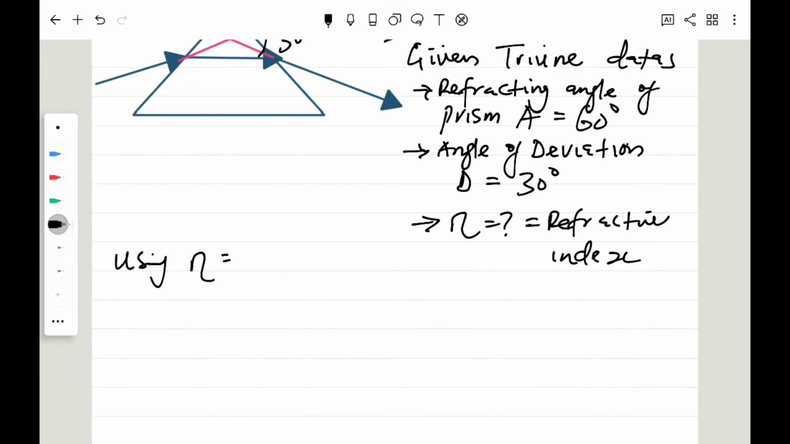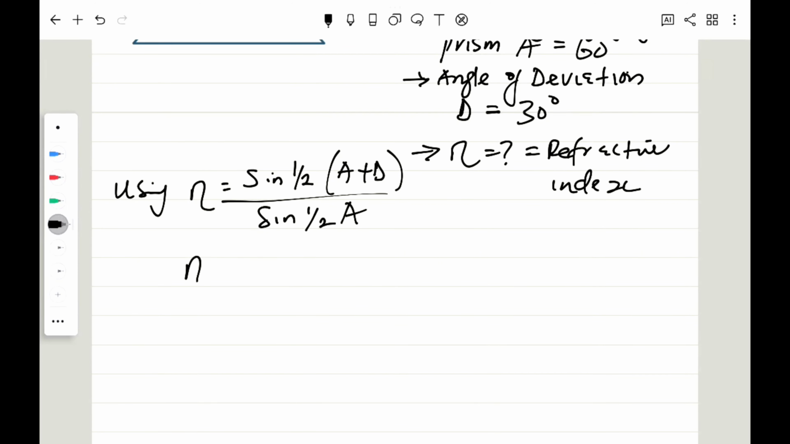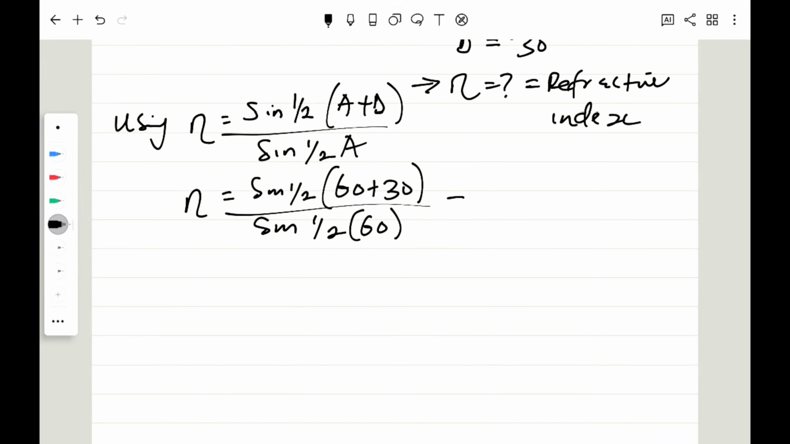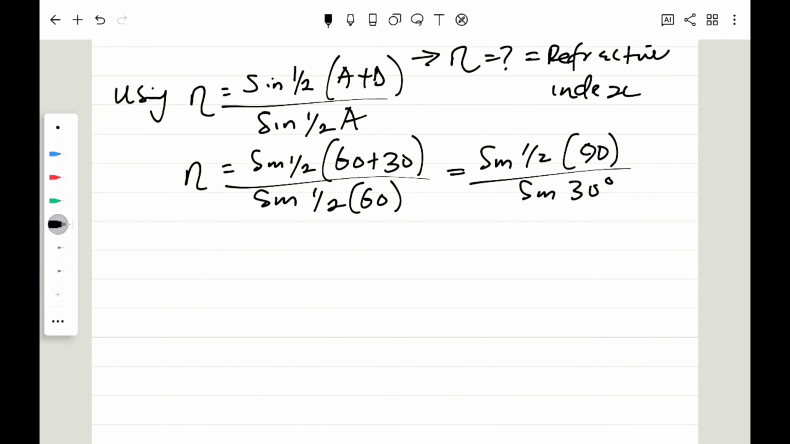So using refractive index is equal to sine of 1 over 2 into (A plus D), all divided by sine of 1 over 2 into A. Then n is equal to sine of 1 over 2 into (60 plus 30), all divided by sine of 1 over 2 into 60. So that is sine of 1 over 2 into 90 over sine 30. Okay? So sine of 1 over 2 of 90 will give us sine 45. So n is equal to sine 45 divided by sine 30.